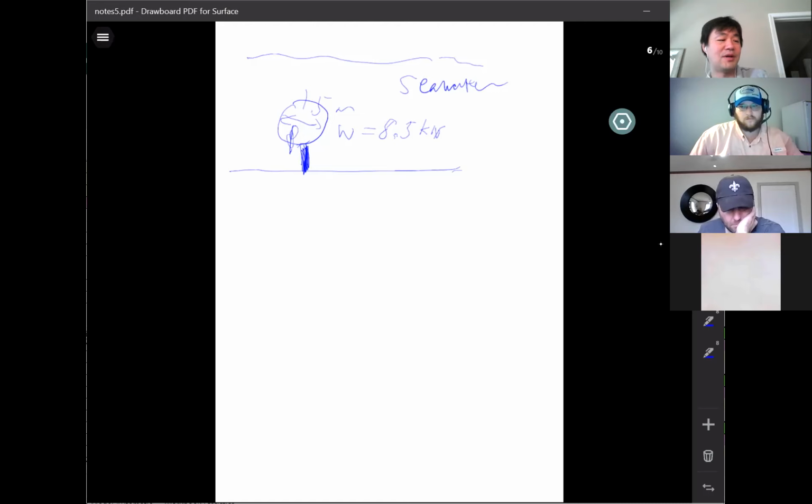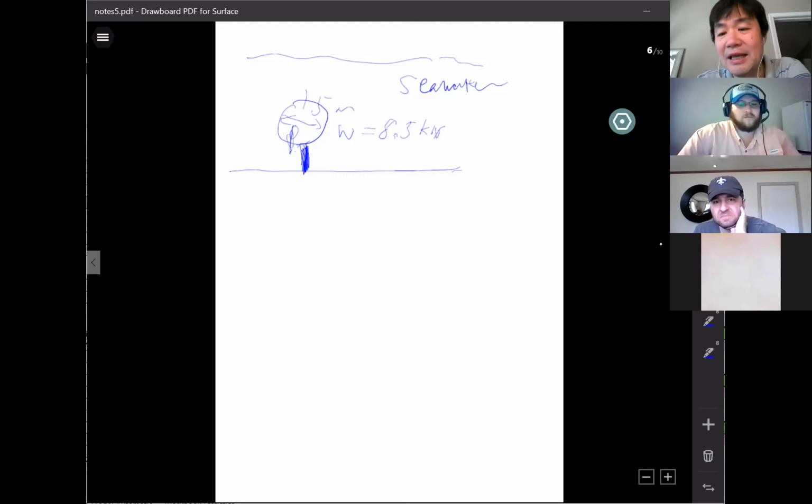So that's the question. What is it in the structure here? Is it tension or compression, and how much is it? Okay, so these are the questions. Do you know how to do it? This is simple.